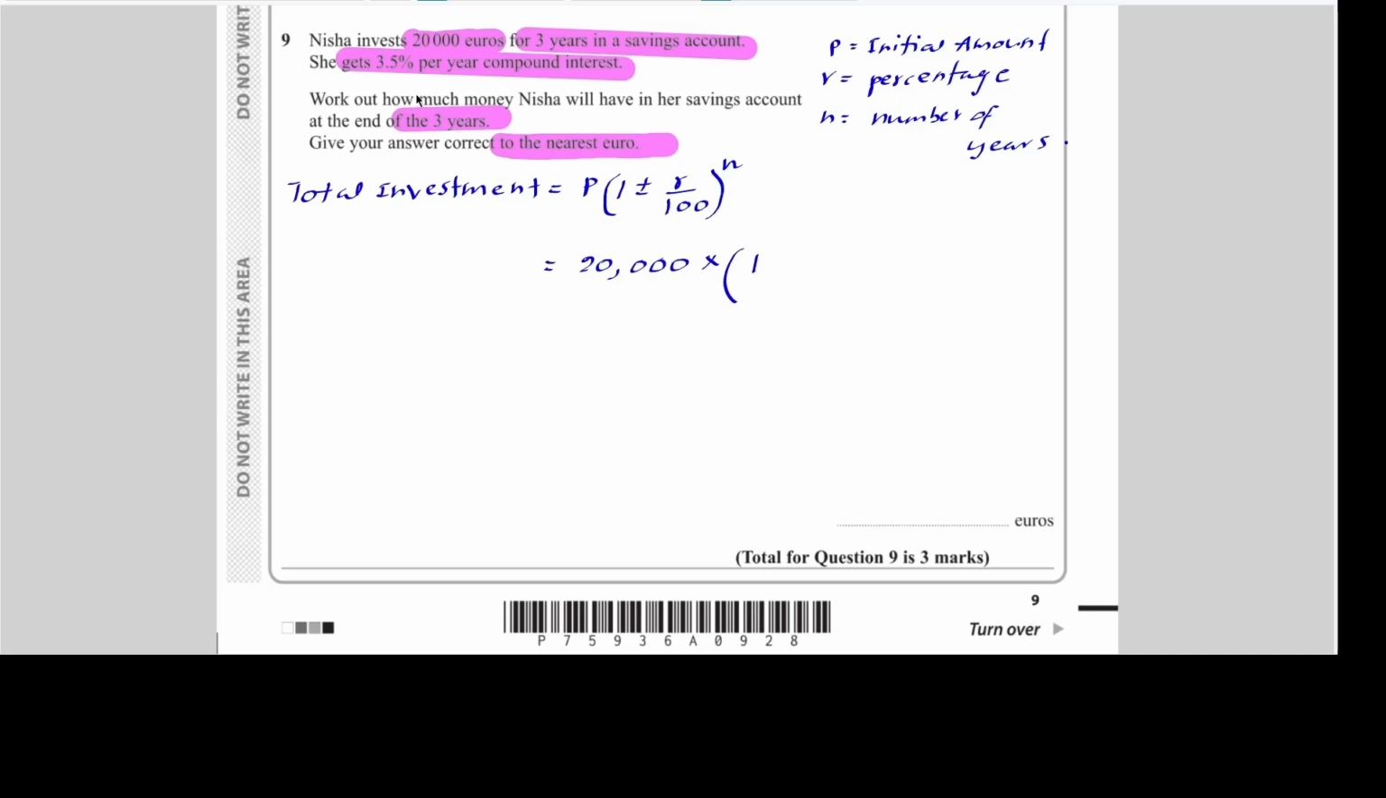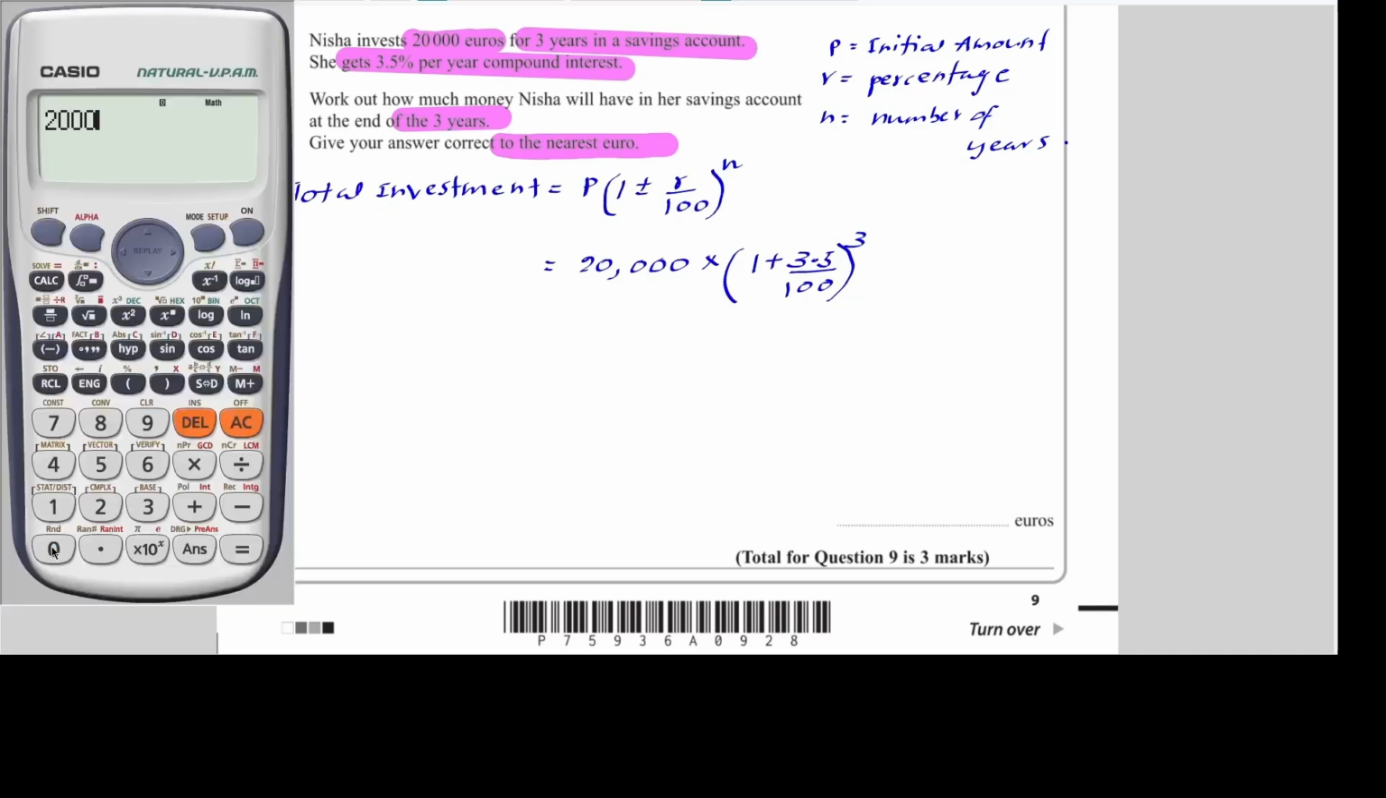Okay. So, in this question, they haven't mentioned it here, it gets 3.5% per year compound interest investment. So it is plus. No one will deposit in a bank, right? They won't get an extra amount. Who will keep the money in the bank? So it is always plus. So R is the percentage, 3.5 over 100. Don't put a percentage sign here. It is wrong. To the number of years, how many years? 3. Right.